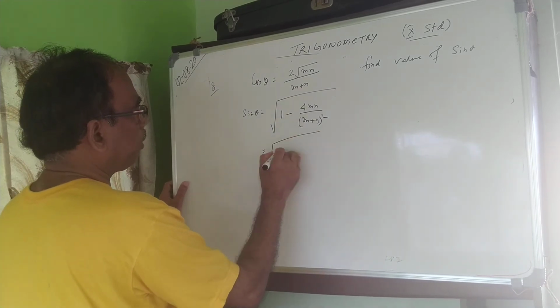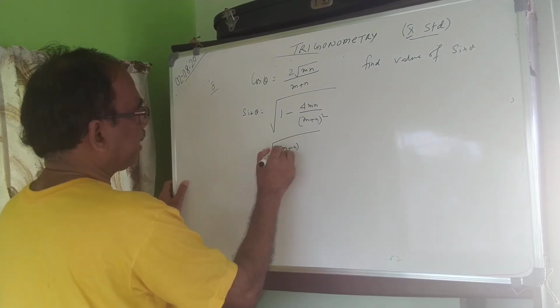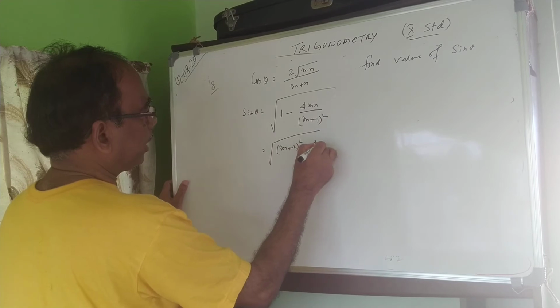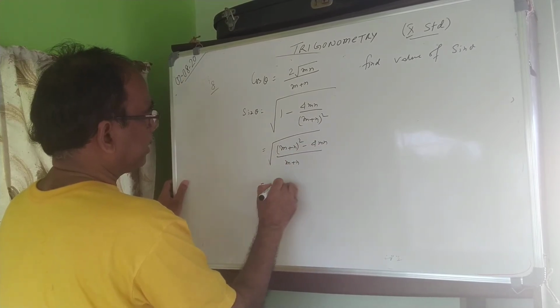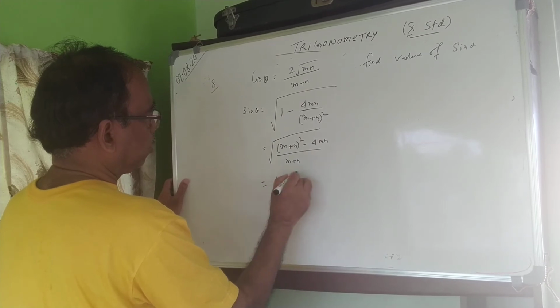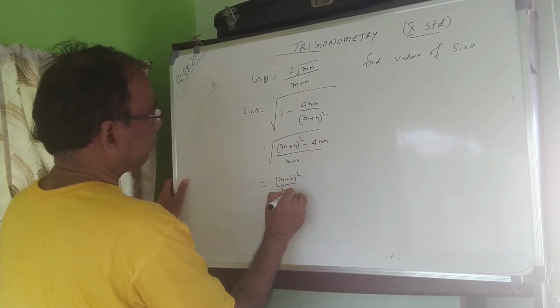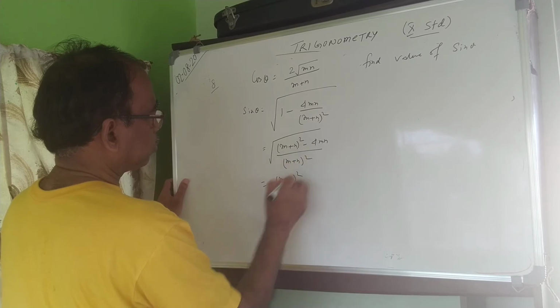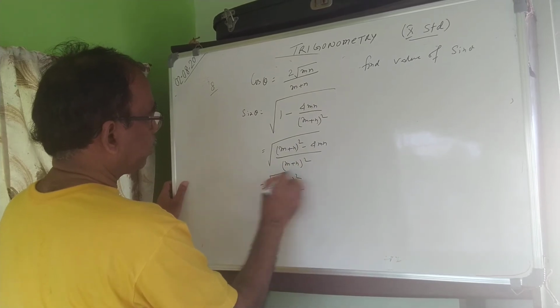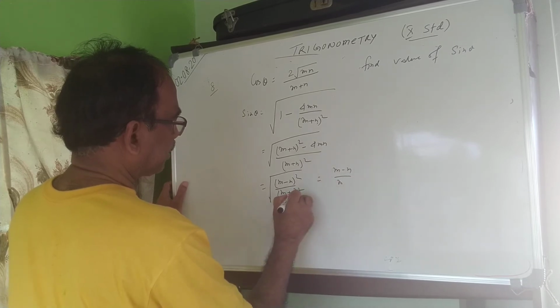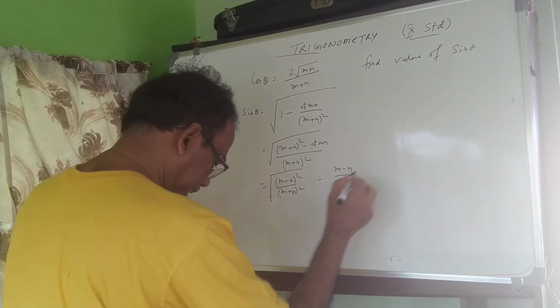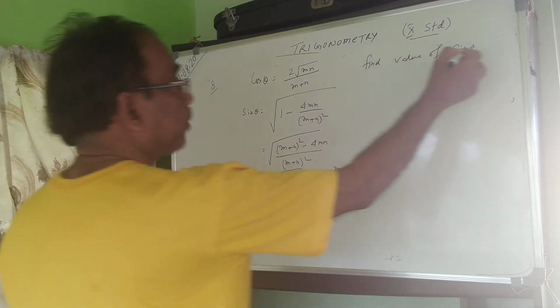That is square root of (m plus n) whole square minus 4mn over (m plus n) whole square. That is (m minus n) whole square over (m plus n) whole square. Square root of this is m minus n by m plus n. That is the answer for sin theta.